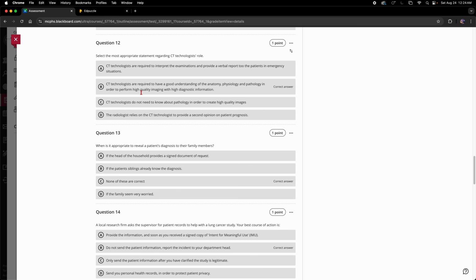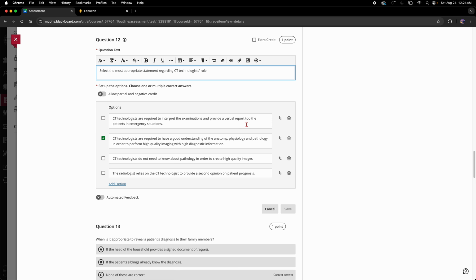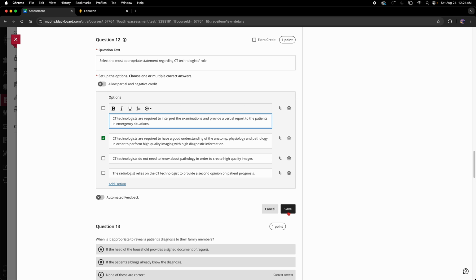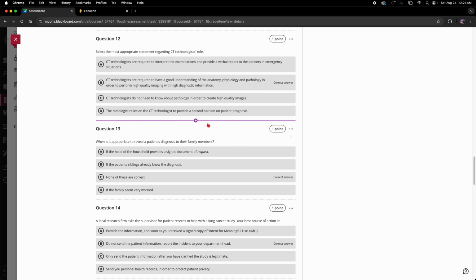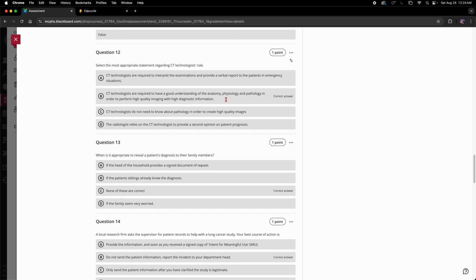CT technologist's role. The CT technologists are required to interpret examinations to provide a verbal report to the patients in emergency situations. No. CT technologists are required to have a good understanding of the anatomy, physiology, and pathology in order to perform high quality imaging with high diagnostic information. That will be the most accurate one. You do not need to know about pathology. Of course you need to know about pathology. The radiologist relies on the CT tech to provide a second opinion on patients' diagnoses.